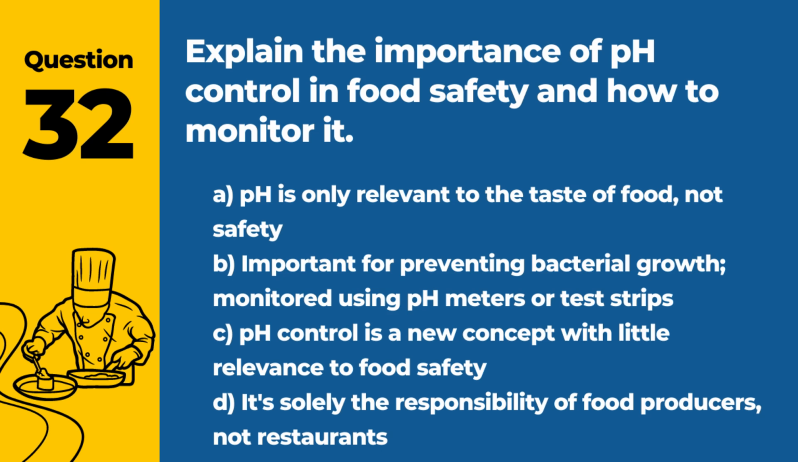Answer: B. Important for preventing bacterial growth, monitored using pH meters or test strips. Controlling pH levels in food can inhibit the growth of harmful bacteria, making it a critical aspect of food safety.